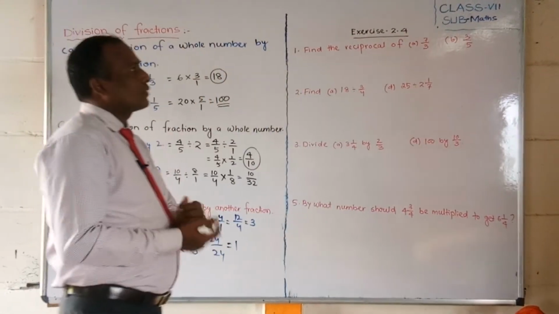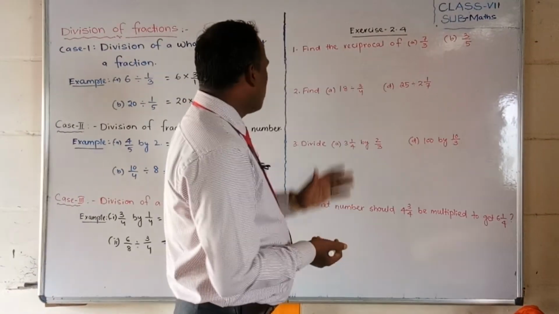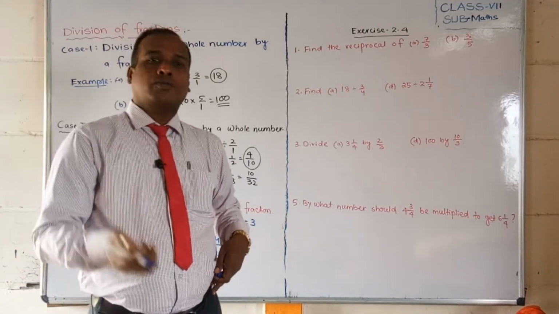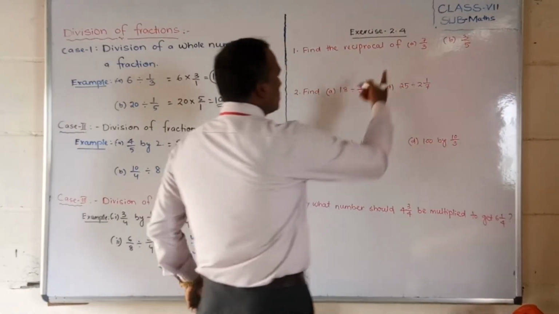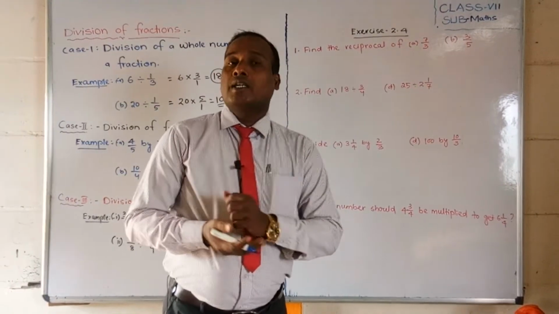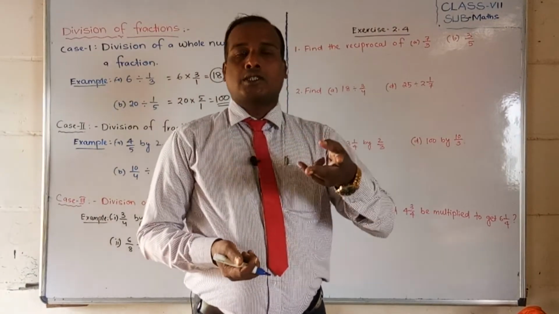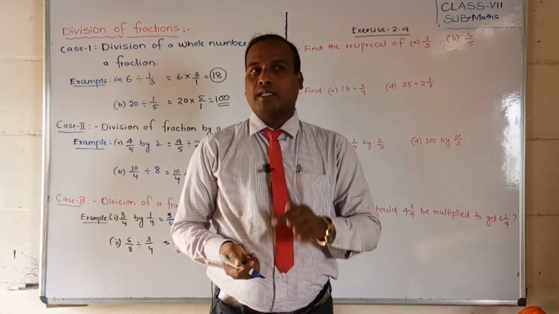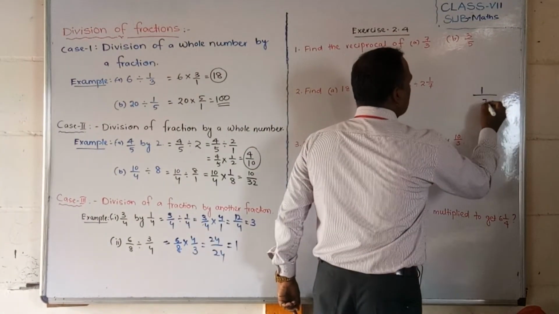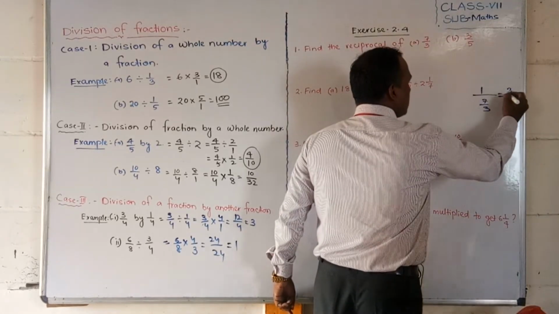You have to multiply with the reciprocal of the divisor. So now we will discuss some of exercise 2.4. Some bits I have written, and for the remaining questions you have to do the bits yourselves. The first question is, students, find the reciprocal of 7 by 3. Who can say what the reciprocal is? The reciprocal of 7 by 3 is 1 by 7 by 3, which is 3 by 7 after simplifying.